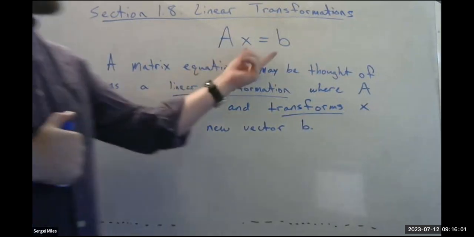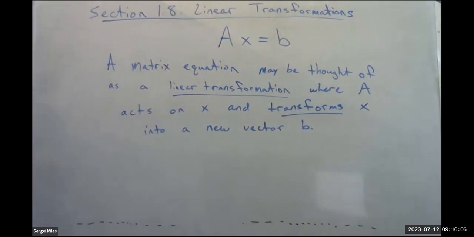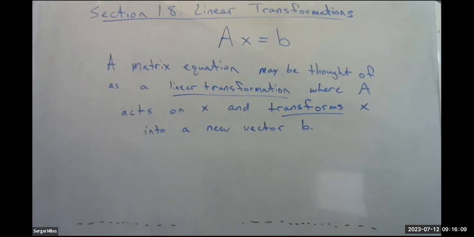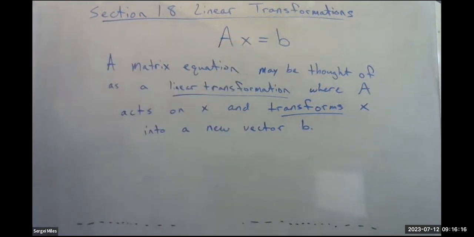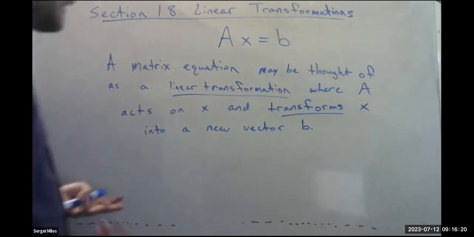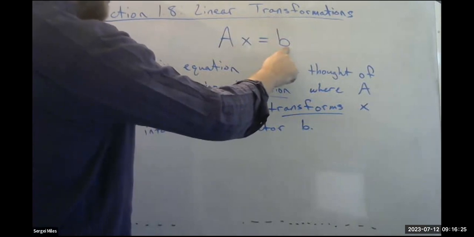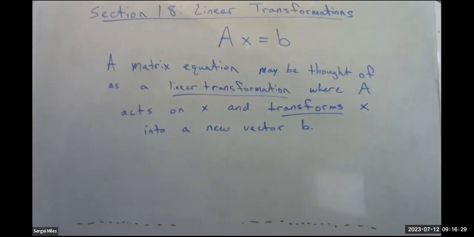We can think of this equation as a function. What is my input? My input is some vector X. What is my output? My output is what I get when I multiply A times X. I transform X by multiplying A times it, and I get a new vector B. So I have an input of an X vector, an output of a B vector. This is what a linear transformation is.